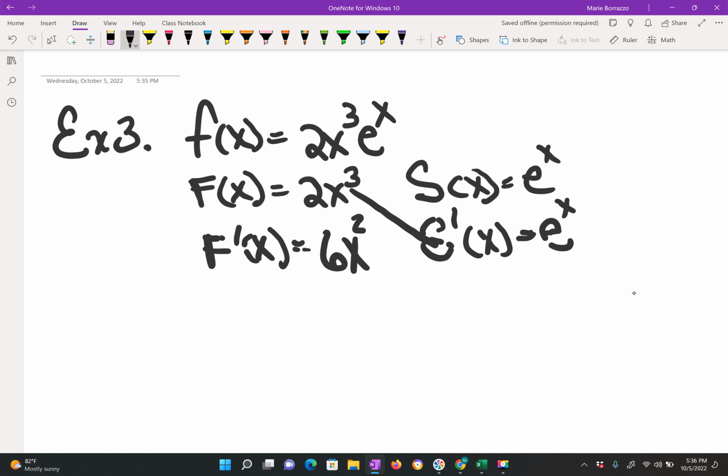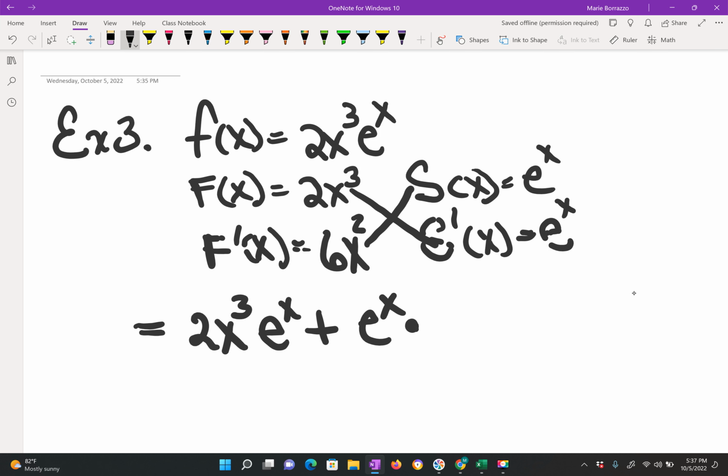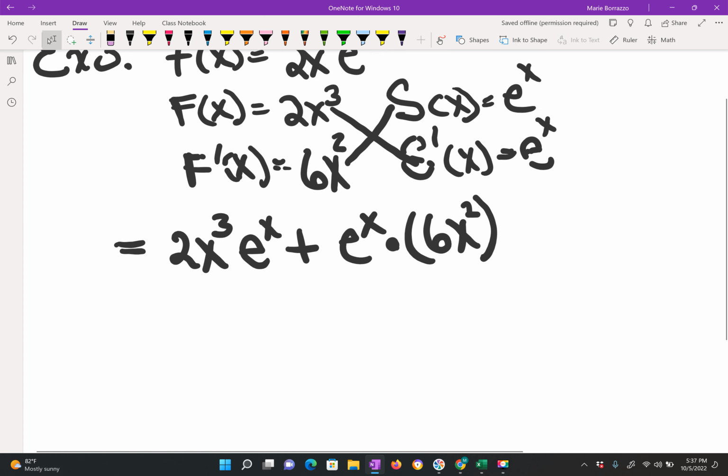So if you remember, cross multiply. If you follow this pattern for this type, which I recommend, I would then realize that this is actually 2x to the third e to the x plus e to the x again, because it's the first term times your 6x squared. Technically, there's a 2x squared, I take that back.